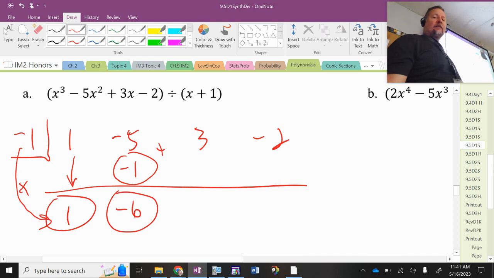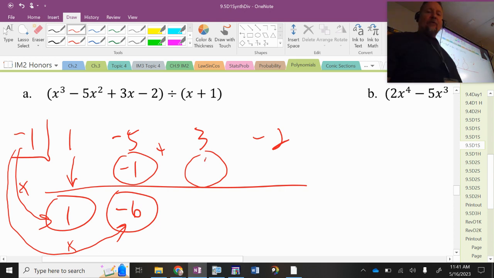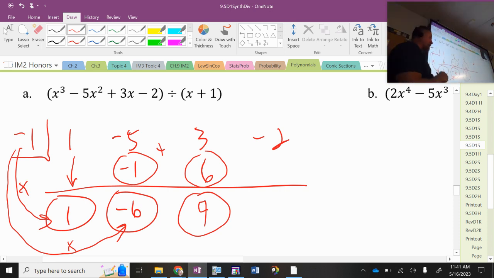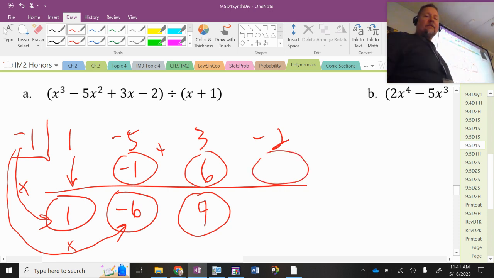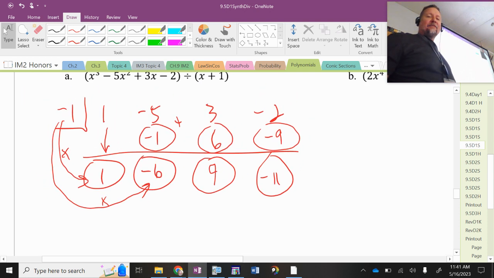Okay, Julian, what goes here? Oh, we take these two and multiply them. 6, and then what goes here? 9. You just add. It's not long division, it's synthetic division. You add. Julian, what goes in this blank? Negative 9. And then what goes in this blank? And then, David, you barely did anything. So what's the final answer?